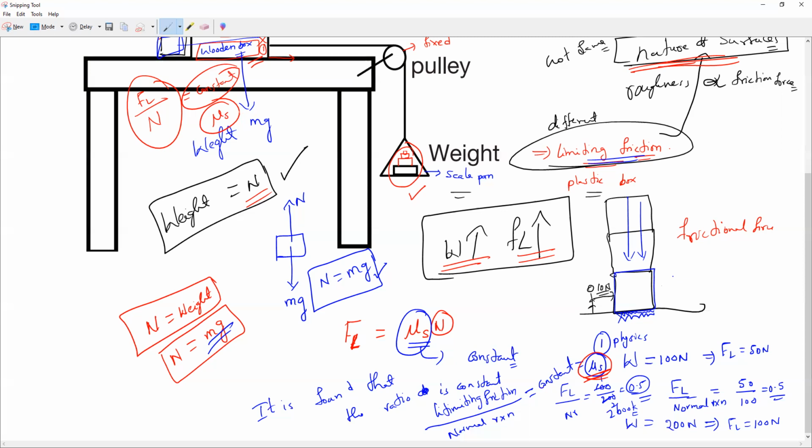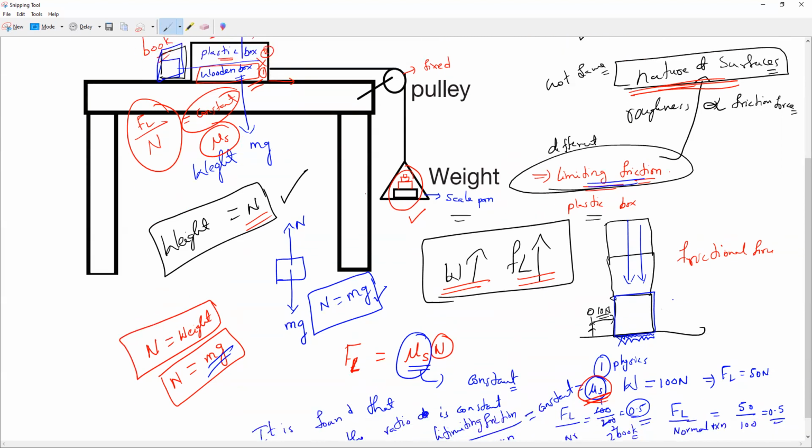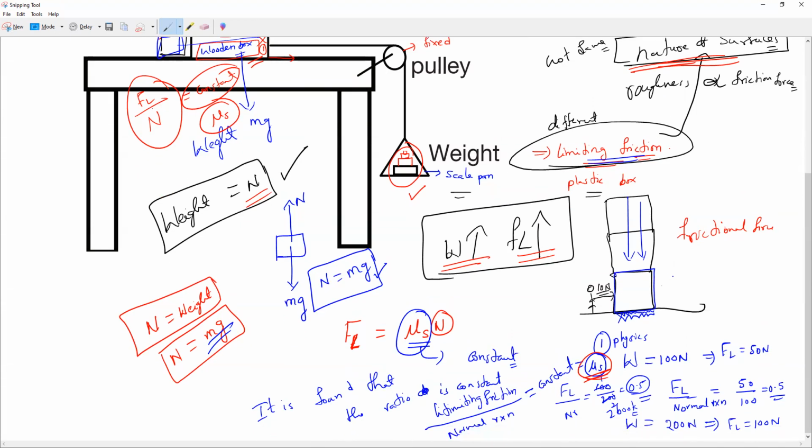Understand, Kishore? Yes, sir. The value that we get from the limiting friction is known as the limiting friction constant. The ratio of limiting friction and normal reaction is called the coefficient of friction, static friction. That always remains constant.